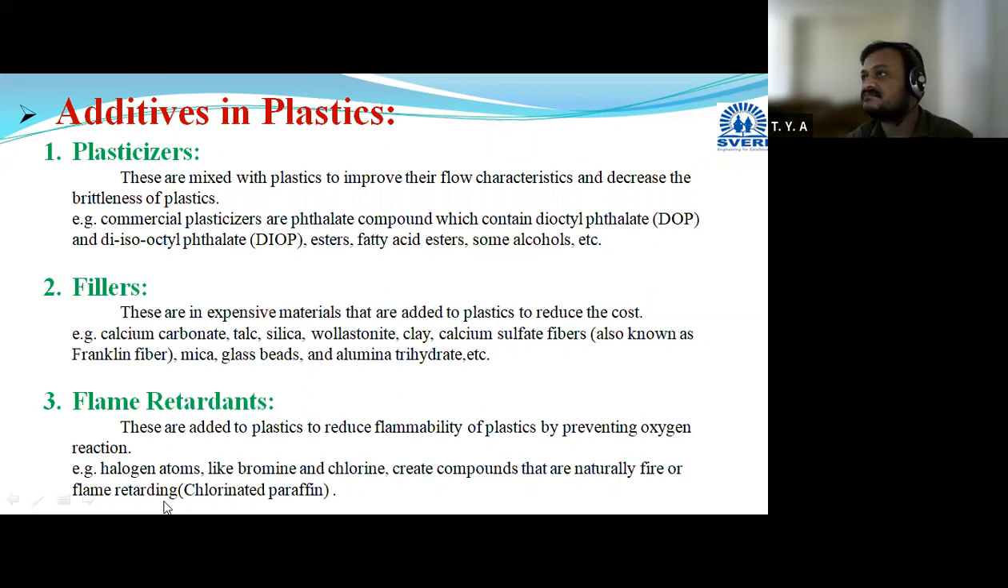Halogen atoms. There is one halogen family of chemical elements: chlorine, bromine, fluorine. You can add those elements as examples. In these halogen atoms, bromine, chlorine, fluorine are examples. They will act as flame retardants.